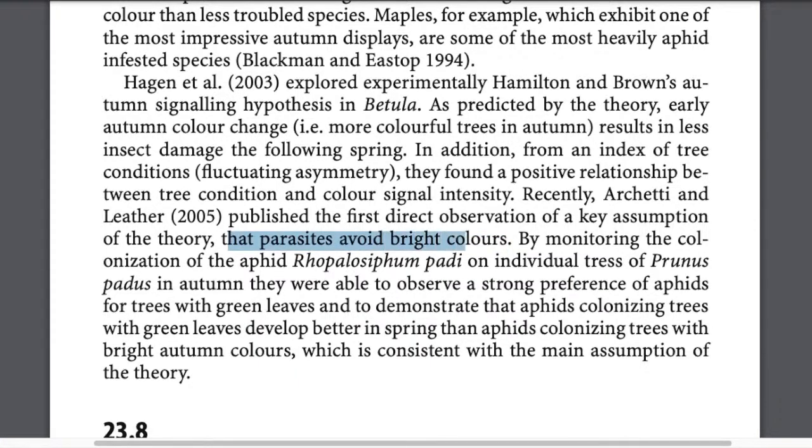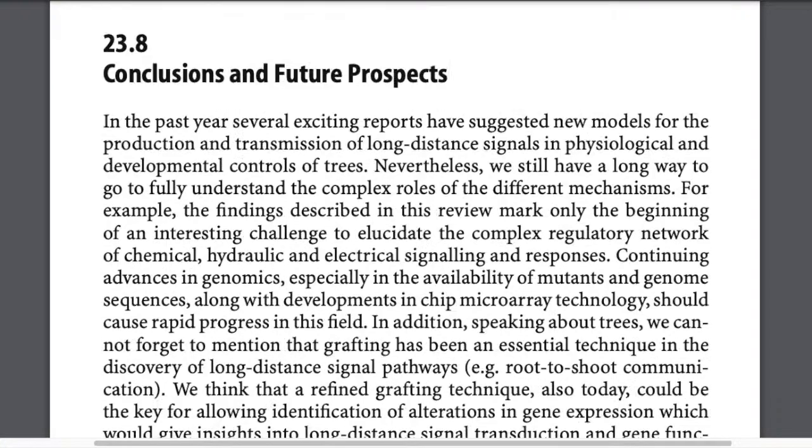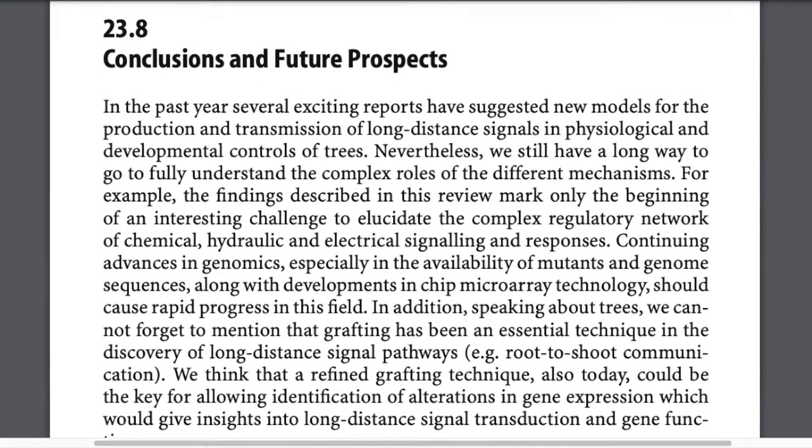Interesting that parasites avoid bright colors. By monitoring the colonization of the aphid on individual trees of Prunus in autumn, they were able to observe a strong preference of aphids for trees with green leaves, and to demonstrate that aphids colonizing trees with green leaves develop better in spring than aphids colonizing trees with bright autumn colors, which is consistent with the main assumption of the theory. That's a pretty cool theory there, that they use it to scare the insects away and let them know that you're going to get a whooping if you come over here.